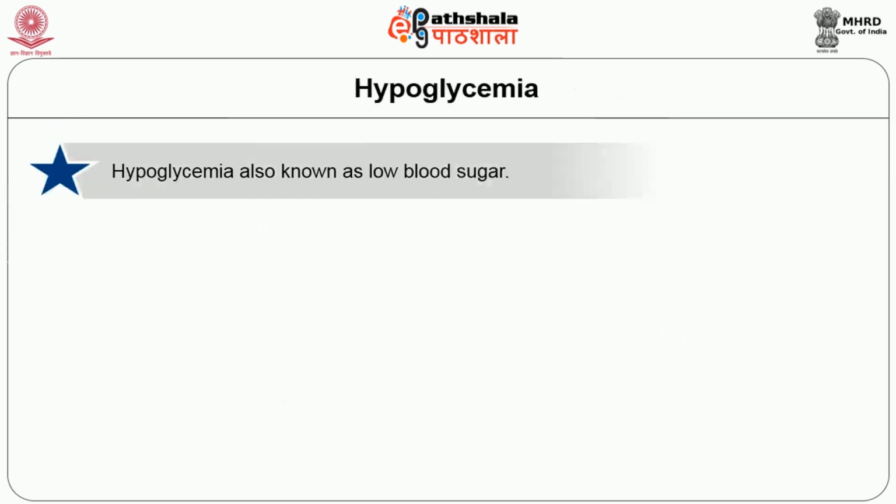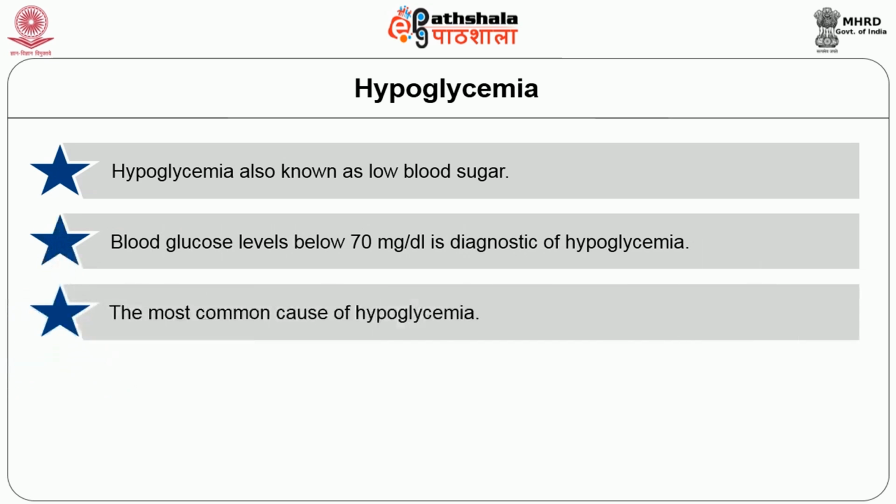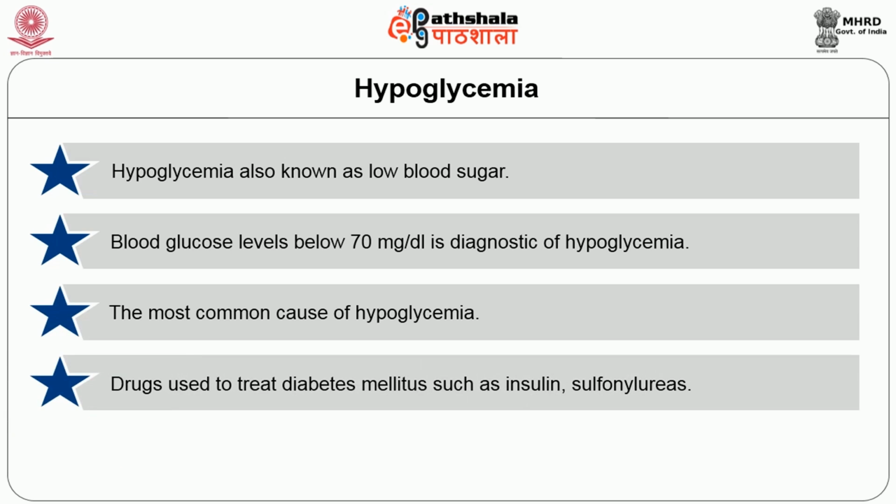The next endocrine disorder is hypoglycemia. Hypoglycemia is also known as low blood sugar. A blood sugar value below 70 mg per deciliter is diagnostic of hypoglycemia. What are the commonest causes of hypoglycemia? The most common cause is the drugs we use to treat diabetes.